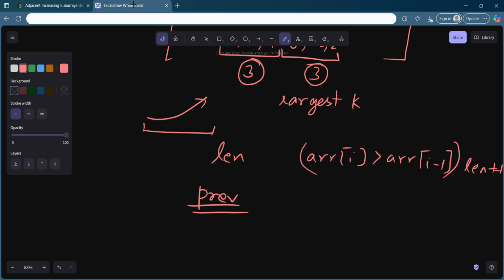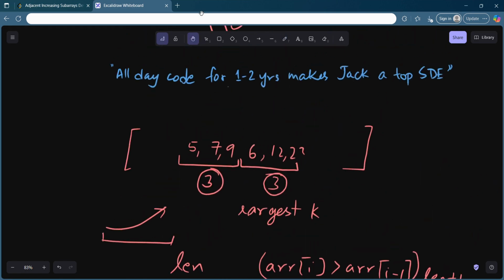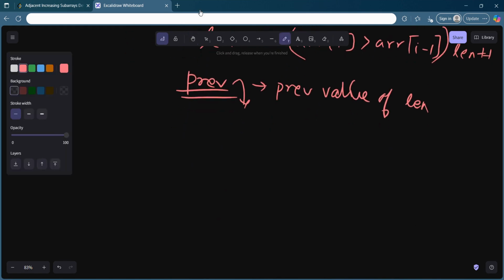Okay, now I should also have a prev, which will tell me, in my previous subarray, which is the one having increasing numbers, what is the length of that. So basically prev also stores the previous value of len. Okay, so that's what it stores. So you can have these two variables and you can just simply iterate.